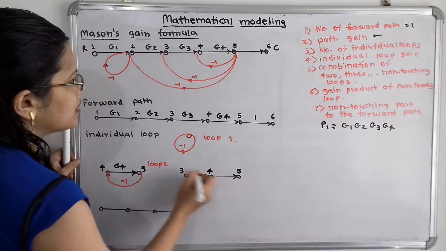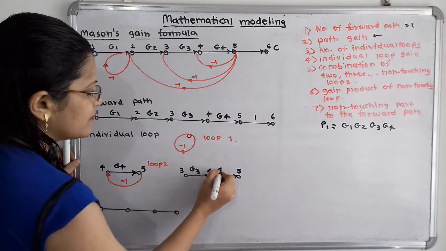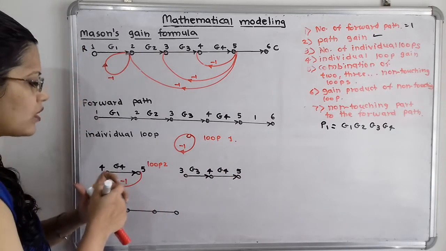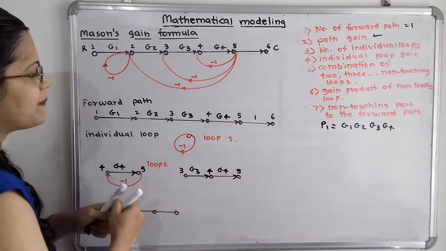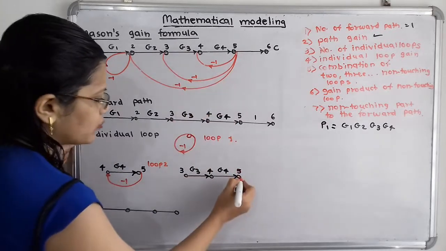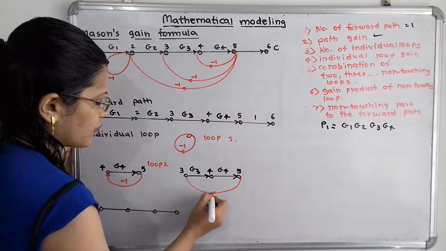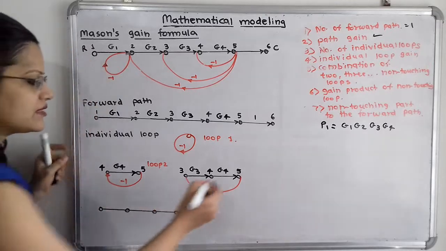Then we have to mention gain, that is G3, G4, and we have to complete this loop with the feedback path, that is from 5 to 3. And we have to show gain -1. So this is loop 3.